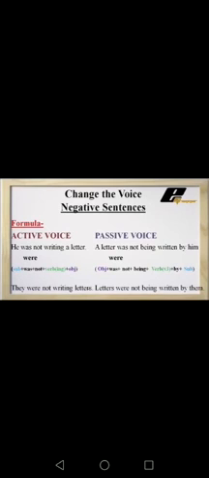And next, for making negative sentences, after the helping verb and before being, we will use not. You have to watch in the second example: they were not writing letters. It is a simple sentence of past continuous. When we convert this sentence into passive, it will be: letters were not being written by them. You can watch here that after the helping verb and before being, we have used not.